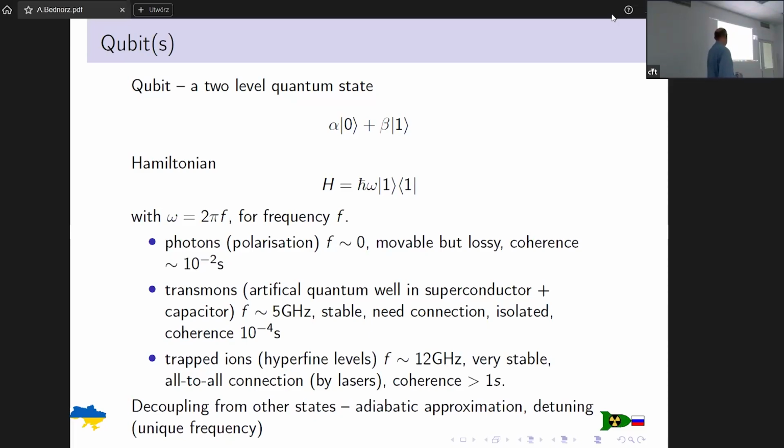Usually in practice, this drive frequency is about 5 gigahertz. They are quite stable. So, for example, IBM is using one of its devices for over a year. It has to be calibrated from time to time, of course, but it's not that you cannot use it. They need to be connected to perform the 2-qubit or multi-qubit operations.